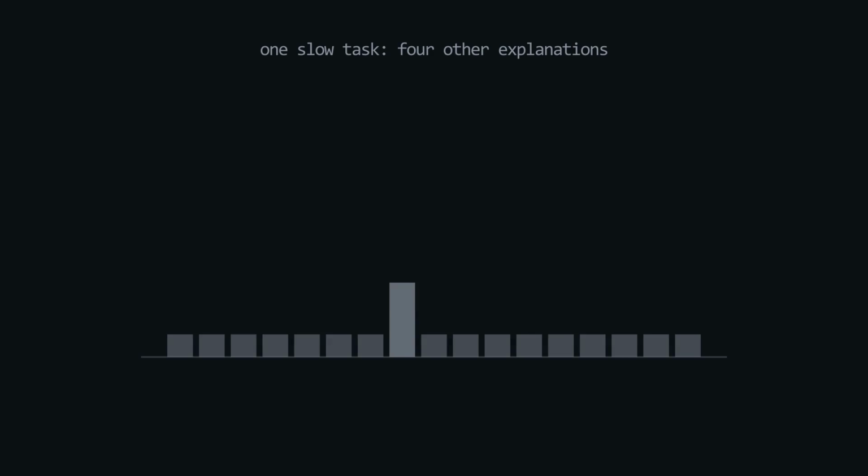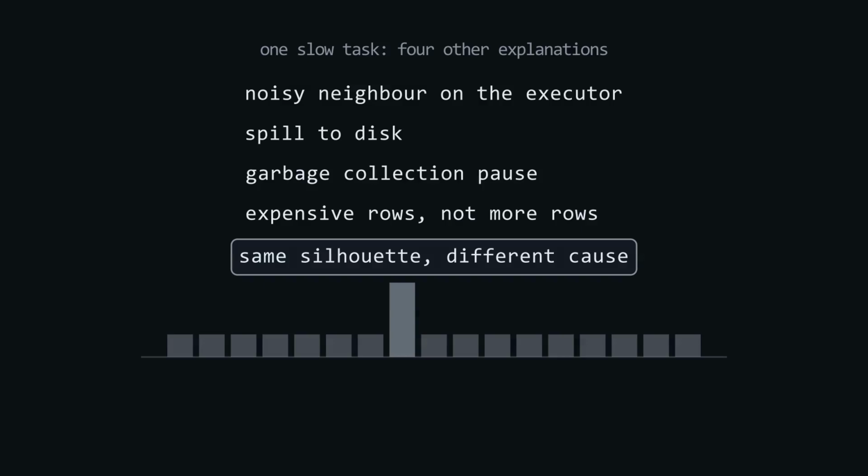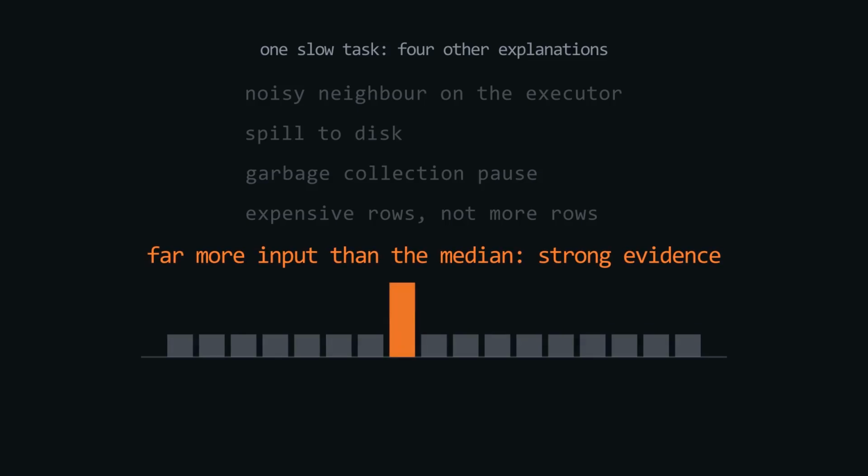A task can be slow because its executor is sharing a machine, because it spilled to disk, because garbage collection stalled it, because the rows are the same size, but the work per row is not. Every one of those gives you one slow task in a stage that is otherwise finished. So compare the input. If the slow task also read far more rows than the median, that is strong evidence of data volume skew. If its input looks ordinary, look at spill, garbage collection, and fetch weight.